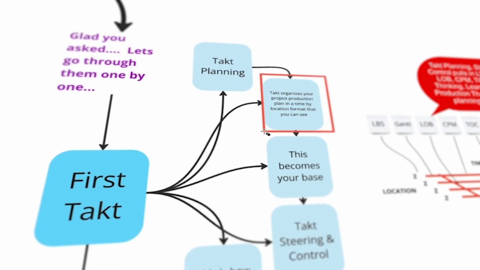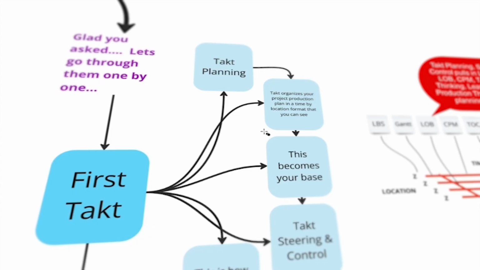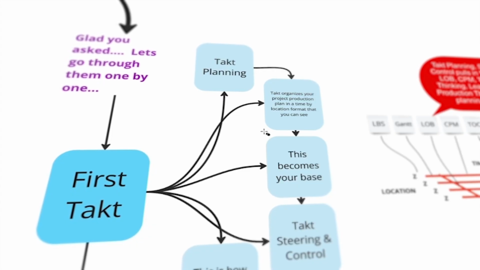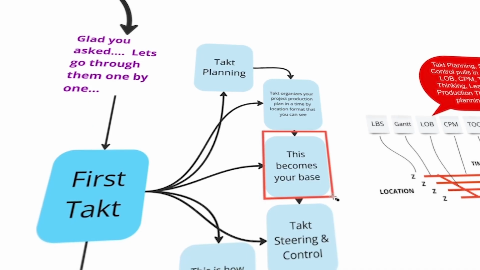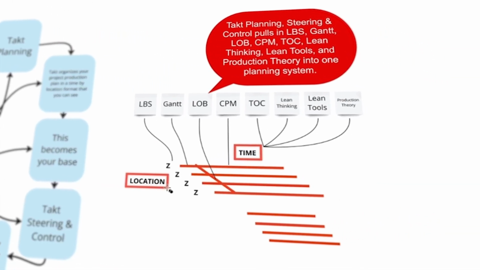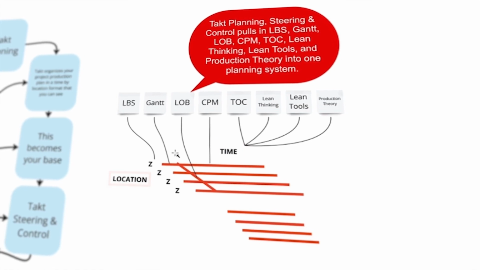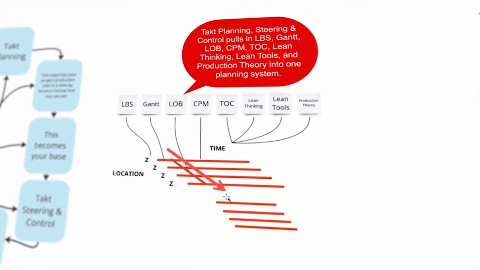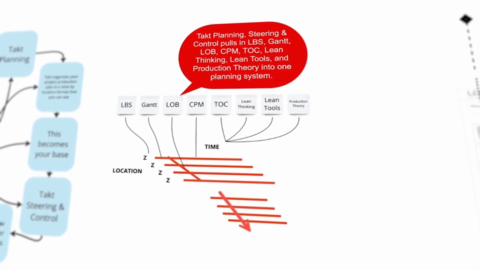Now this time by location format cannot be overemphasized, meaning it's super crucial, because this becomes your base. Because when you're in a time by location format, meaning that you have time on the top of your production plan and location on the left, now you can see movement, meaning you can actually see how trades are moving on a flow through your production plan, which is absolutely crucial to everything that we do.